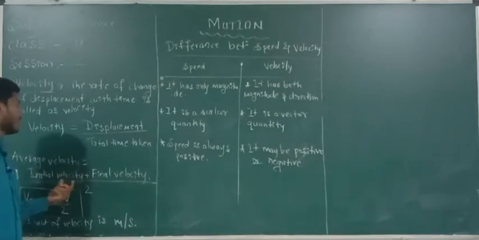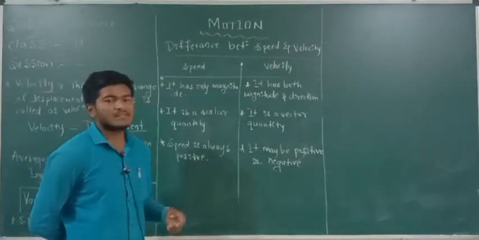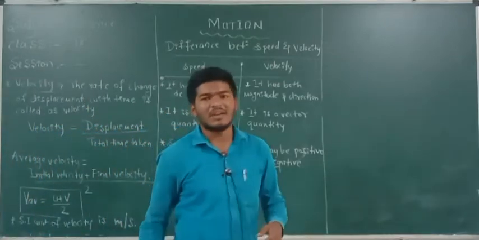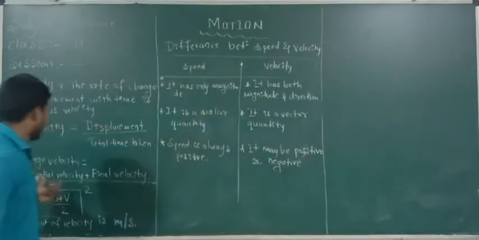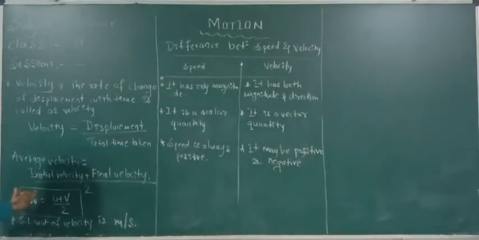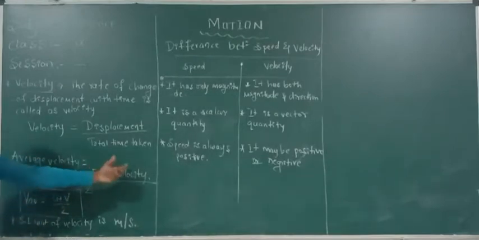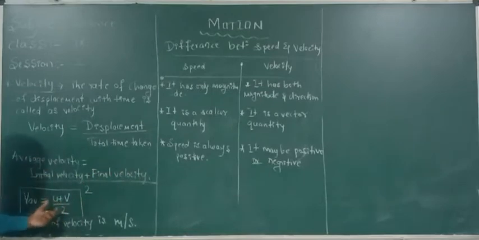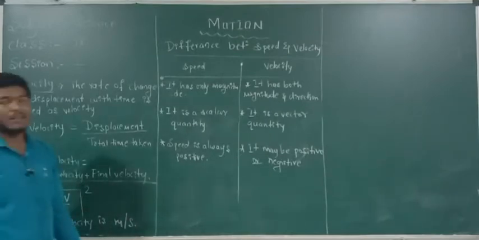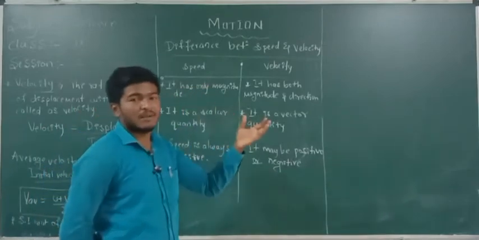So why are we going to calculate average velocity? Because velocity also varies with time. Therefore, we calculate the average velocity of the object. Average velocity V average is equal to initial velocity plus final velocity divided by 2. Here U represents the initial velocity and small v represents the final velocity. That is, V average is equal to U plus V divided by 2.